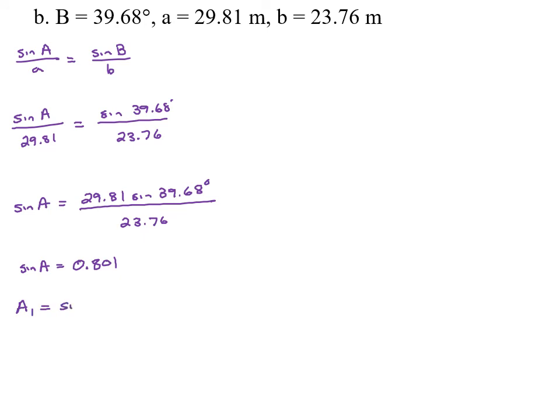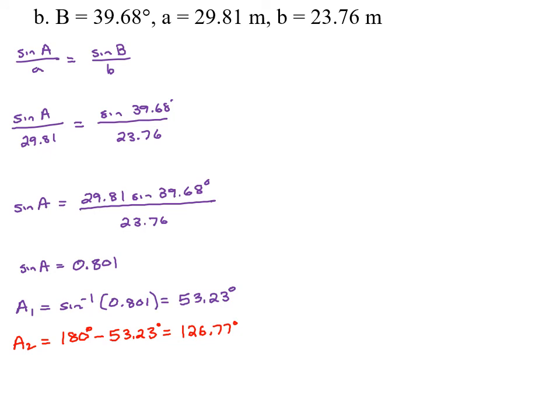So A1 would be sine inverse of that decimal number I just got. So if I do second sine of that answer, I'll end up with, rounding to two decimal places, it looks like, how about 53.23? So if there was an A2, it would be 180 minus A1, 53.23. So if I did 180 minus 53.23, I get 126.77.